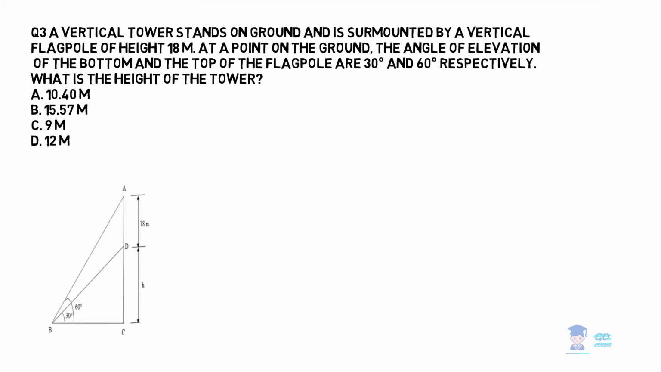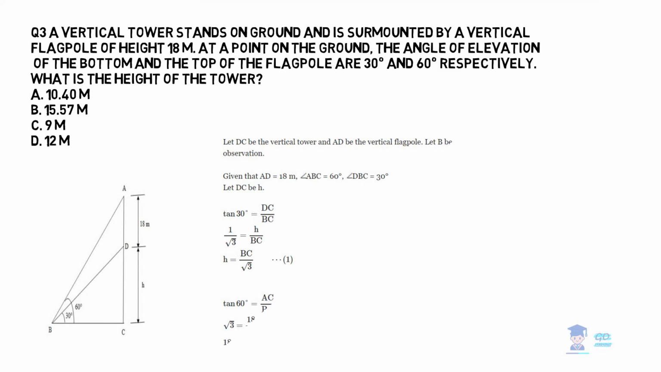So this is the triangle that we have constructed. I am just taking the flag's height as 18 and the tower's height as h, and both the angles are given. So we have the opposite side for both the triangles. We want the adjacent, so I am going for tan. Tan 30 is equal to DC by BC, opposite by adjacent. Tan 30 value is 1 by root 3. DC is equal to h. BC, we are just keeping it as unknown. H is equal to BC by root 3, right?